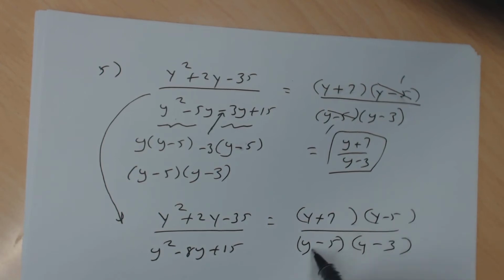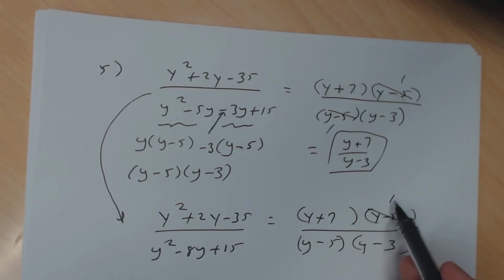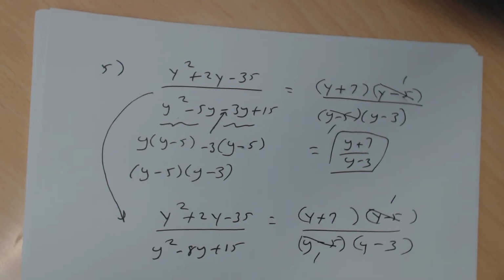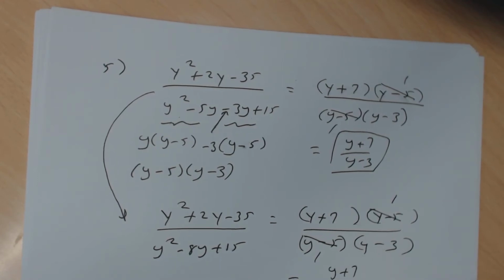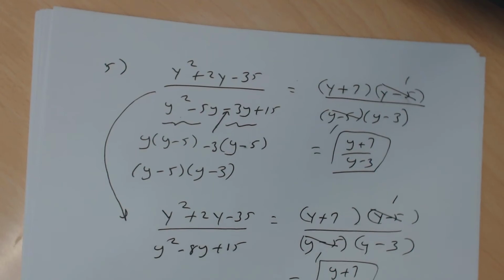All right, so then you just divide your common factors. Y minus 5 divided into y minus 5 is 1. Y minus 5 divided into y minus 5 is 1. And you're left with y plus 7 times 1 is y plus 7. 1 times y minus 3 is y minus 3. So that's what you get.